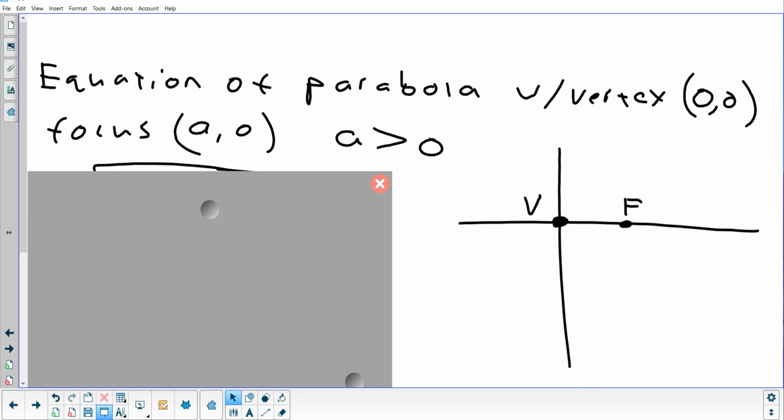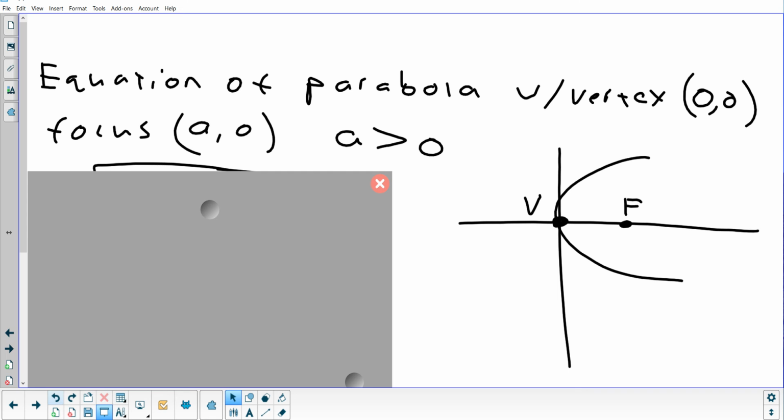Chris? To the left. No, if it opens to the left, it wouldn't wrap around the focus. To the right. Yeah, it has to open to the right. All right, so how wide or how narrow it is, I don't know.